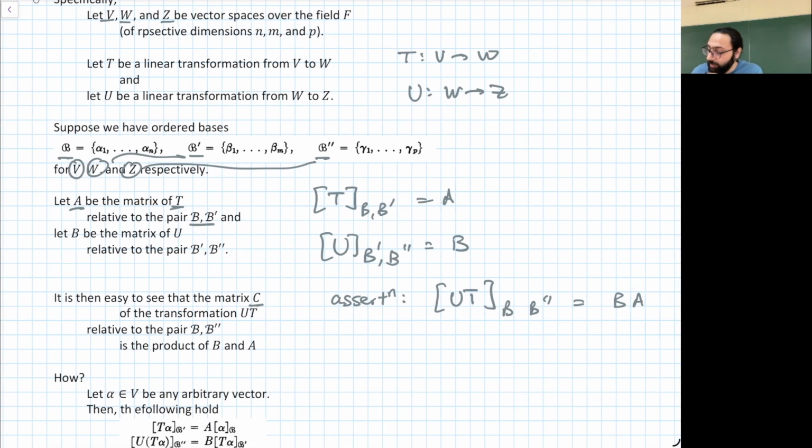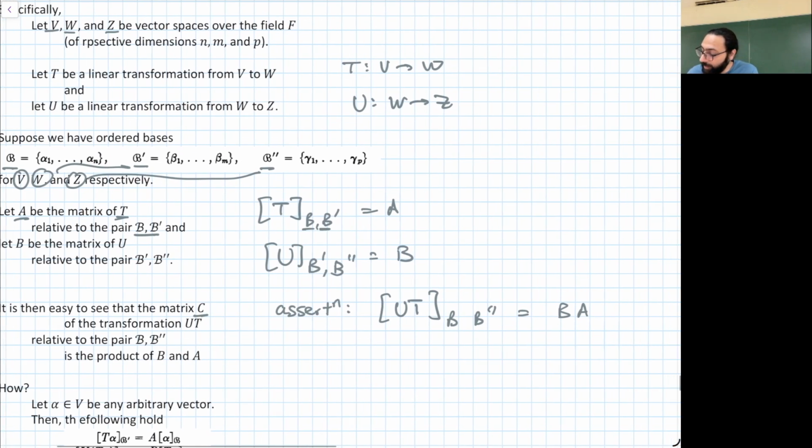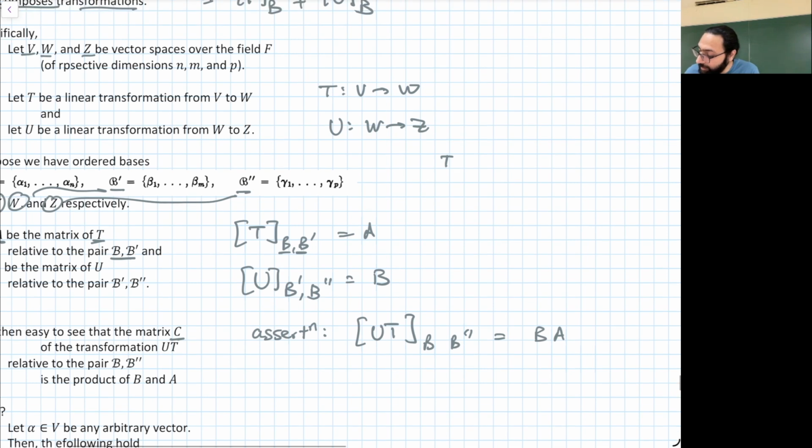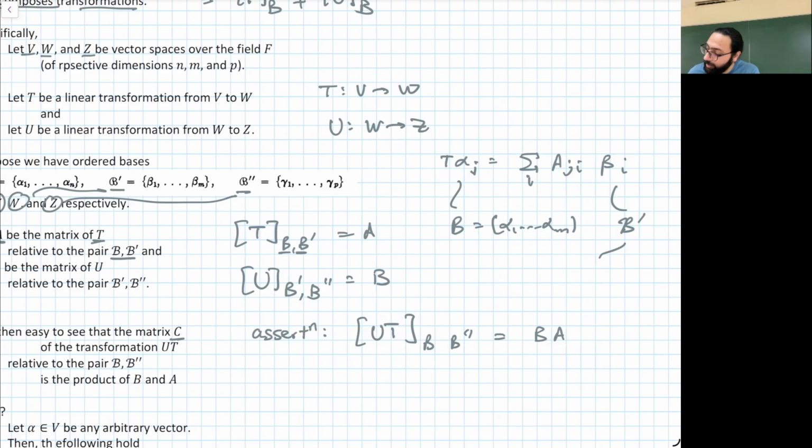Yeah, so the matrices are relative to the bases, right? We had defined it as follows: it's exactly the same definition. T alpha_j is the sum over i of a_ij beta_i. Say alpha is the basis for B, this is B prime. So this is alpha_1 to alpha_m, and this is beta_1 to beta_n. This matrix is what I mean by the matrix of T.